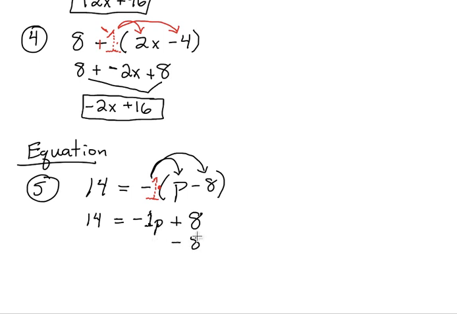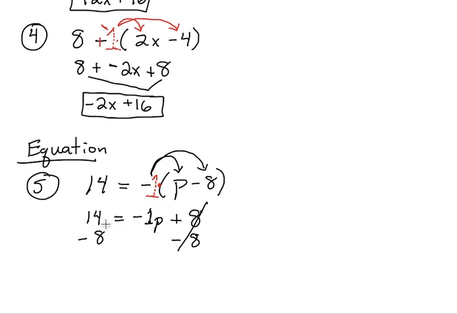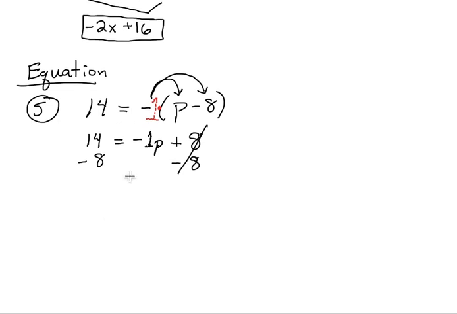And I can solve that by zeroing out that positive 8 with a minus 8. If you do it to one side of the equal sign, you have to do it to the other side of the equal sign. And we get 14 minus 8 is 6. So now we want to bring that negative 1p down because we haven't done anything with it.